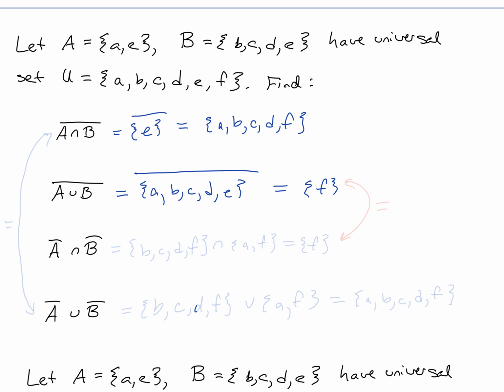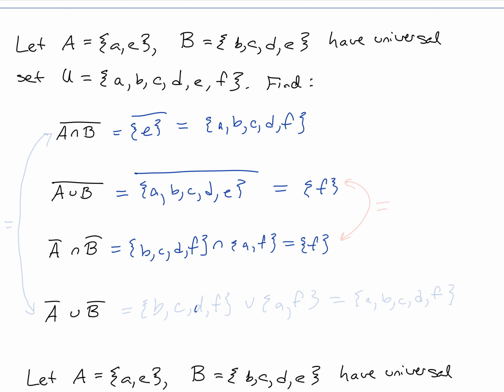How about A complement intersected with B complement? A complement is B, C, D, F, intersected with B complement. B complement is A, B is not in there, C, D, E, so A and F is B complement. When we intersect those two sets, the only element in both of those two sets is the element F.